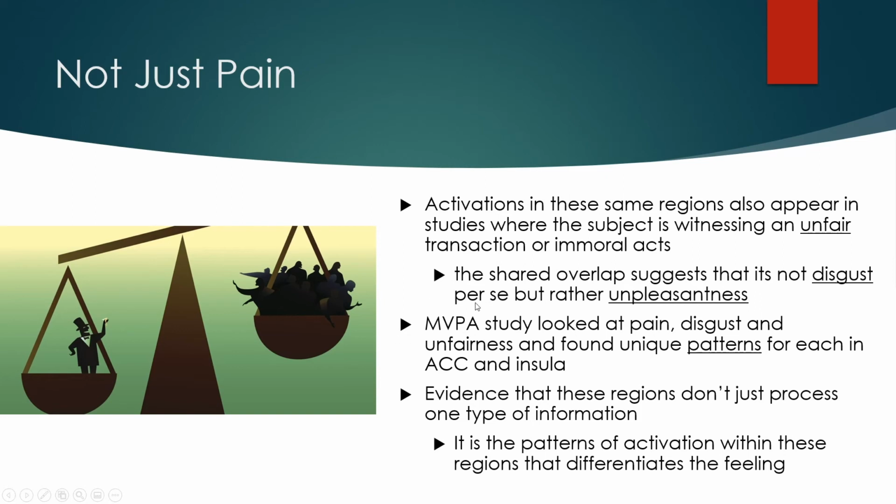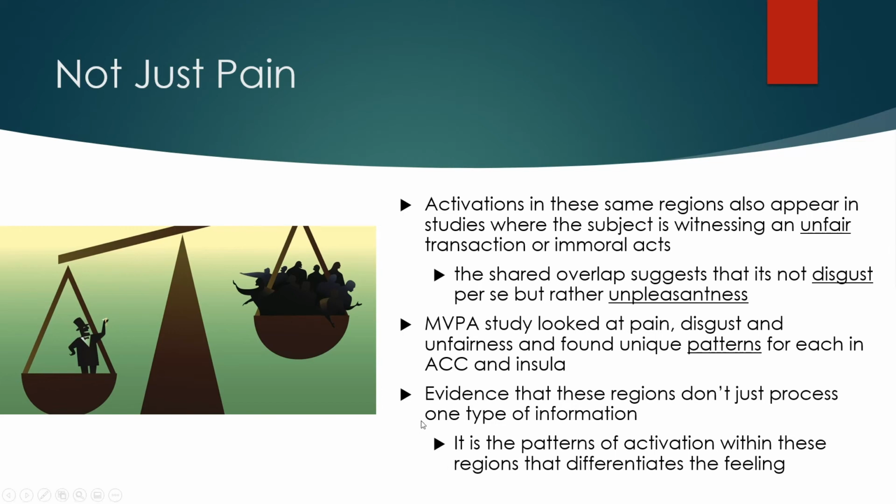And what we found with these new techniques, so MVPA is multivariate pattern analysis. Instead of looking at what regions are active, we're looking at what patterns of activity within those regions are actually representing something. And so we know that all of these regions that we just talked about, the insula and the ACC, are active for pain, for unfair transactions and immoral acts, and for disgust. This study looked at all three of these, pain, disgust, and unfairness, and found that they were lighting up the same regions, but that patterns within those regions could differentiate between these different conditions. So even though they were lighting up the same brain regions, it was the way those regions were being used that represented the differences between pain and disgust and unfairness.